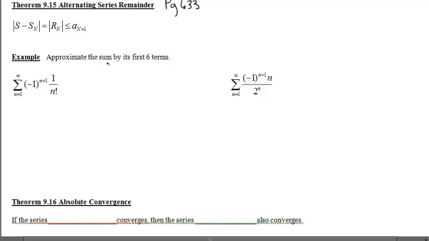Let's approximate the sum of this alternating series by its first 6 terms. So we're going to have to generate 6 of them and look at the 7th one. All right, if n is 1, then we have an even exponent, and so our first term is going to be positive. So 1 over 1 factorial is just 1. Then it's going to be minus. If n is 2, that exponent's odd, so that's why that's negative. That's 1 over 2 factorial. Got it.